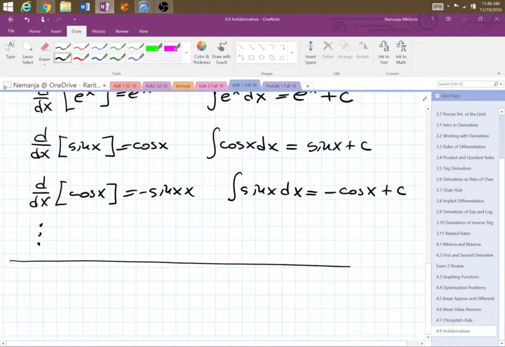We do some examples now. How much is the integral of square root of x dx?